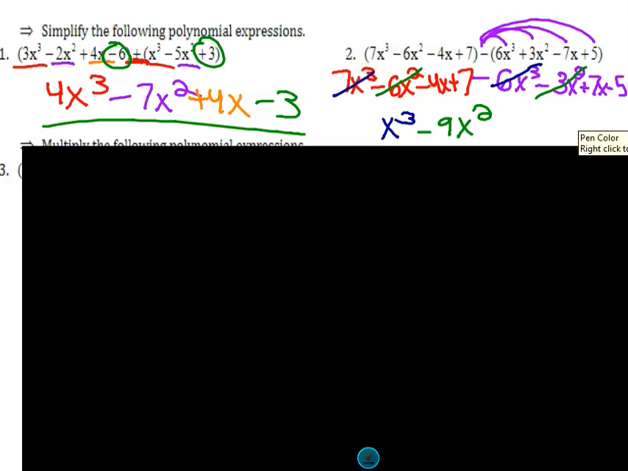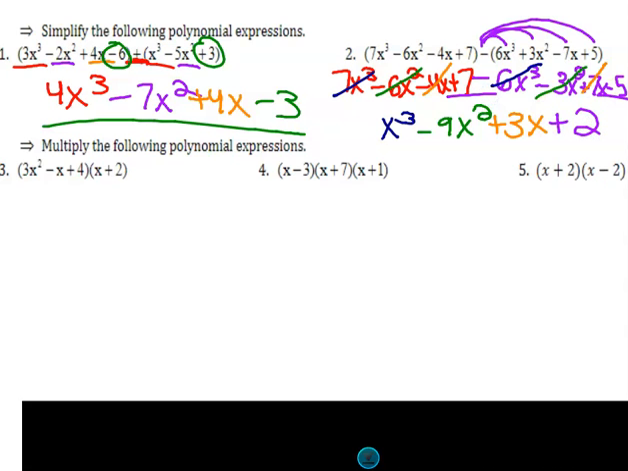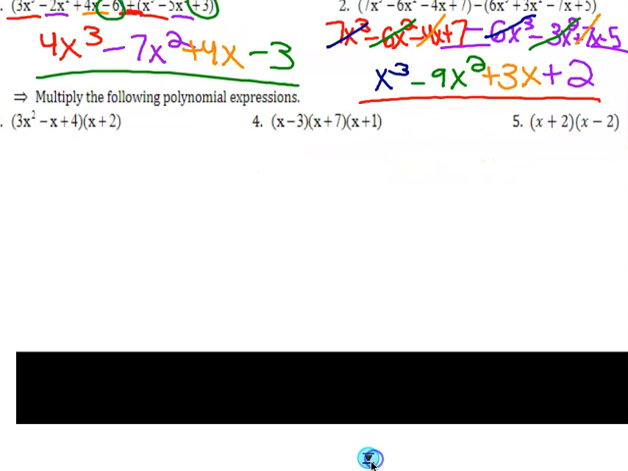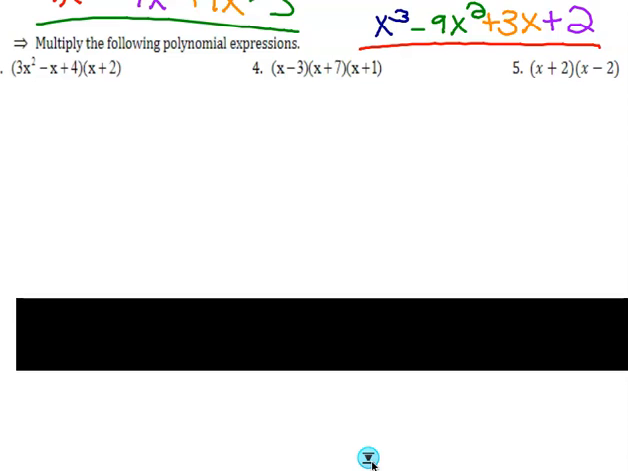Next one, we've got negative 4x and positive 7x, which is 3x. And then the last one, we've got 7 and negative 5, which is positive 2. And there we go. So now we reviewed simplifying by either adding or subtracting. Now let's remind ourselves about multiplying. This is going to be very helpful when we are looking at graphing and looking at x-intercepts and all that magic. So the first one, 3x squared minus x plus 4 times x plus 2.